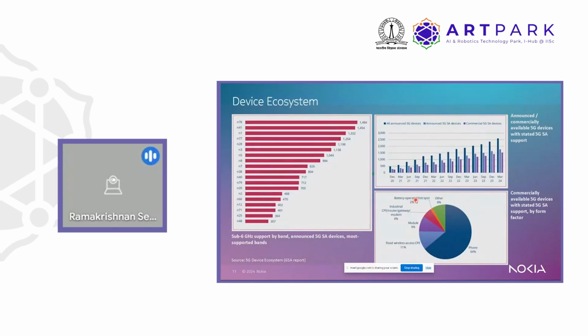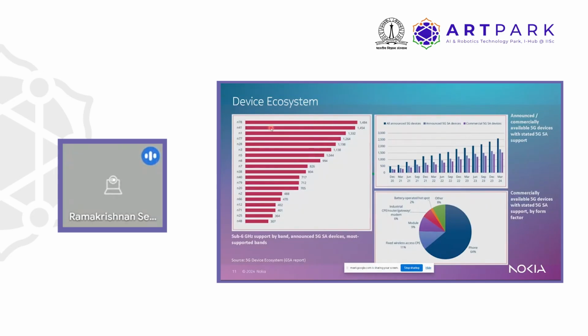So we looked at the overall 5G growth. We also looked at the decline in 2G and 3G services. Now, how is the device ecosystem flourishing in terms of 5G? On the left, you see a graph indicating the 5G bands that the devices announced till now support.